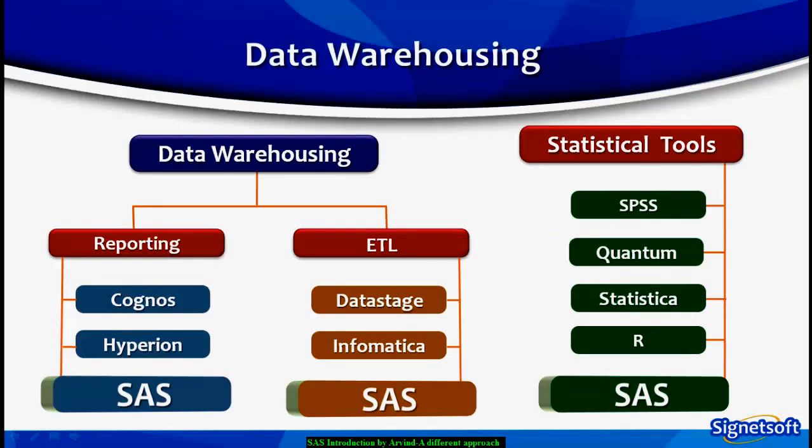Now coming to the SAS software, it is having both capabilities. It can perform reporting, it can perform ETL also. Along with these two, SAS is having one more capability, statistical analysis. So there are some softwares which are specially designed for statistical analysis like SPSS, Quantum, Stata, or of course so many. So SAS also comes under this category too. So SAS is a statistical analysis tool, a reporting tool, and as well as an ETL tool. Of course, SAS is the leading tool in the market for statistical analysis. Right.